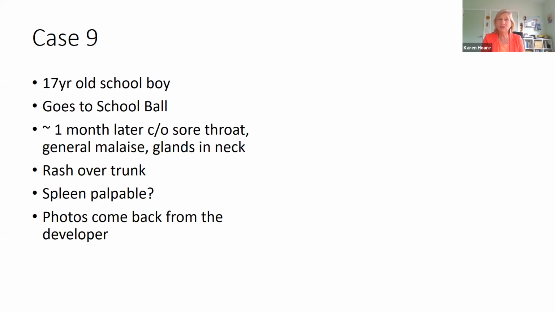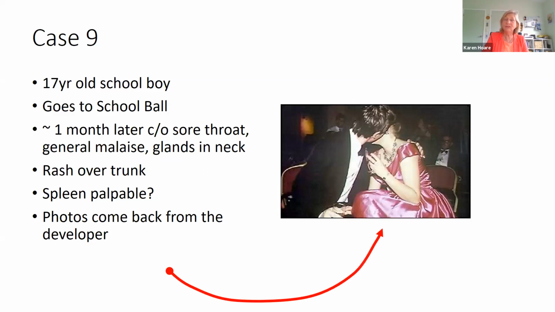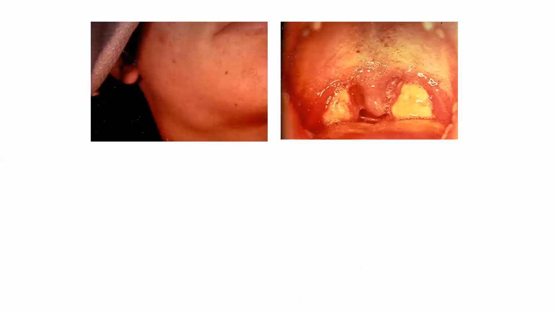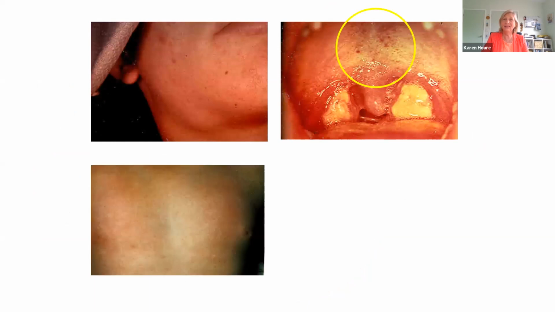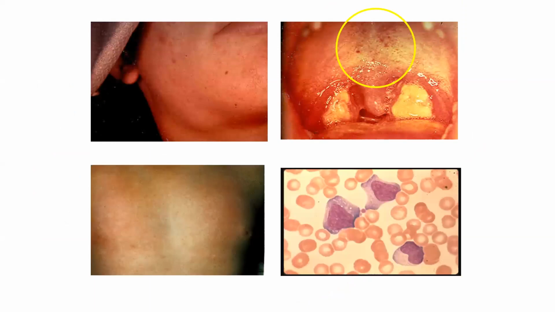Okay, a 17-year-old schoolboy goes to the school ball. One month later, he's complaining of a sore throat, general malaise, glands in the neck, and a rash over the trunk. Query spleen palpable, and the photos come back from the developer. Yes, the purpuric palate. And you don't get glandular fever after the age of 30. You've had it by then.